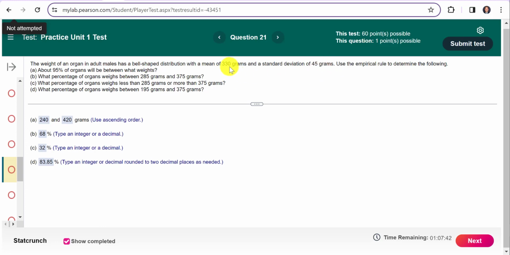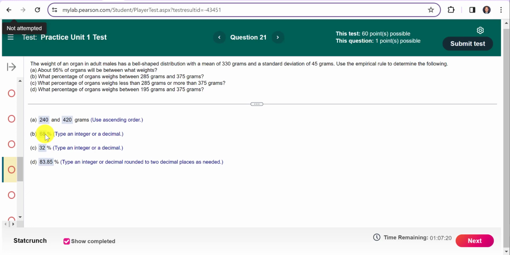So if I go 90 above and 90 below, that would be 240 and 420. So it's 2 standard deviations both ways. It says what percentage are between 285 and 375. That's going to be 1 standard deviation above, because 45 on top of that, 45 from that. So that's the 68 rule.